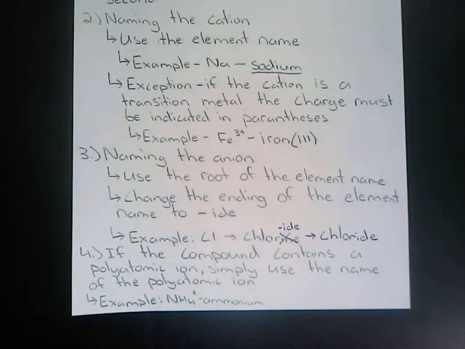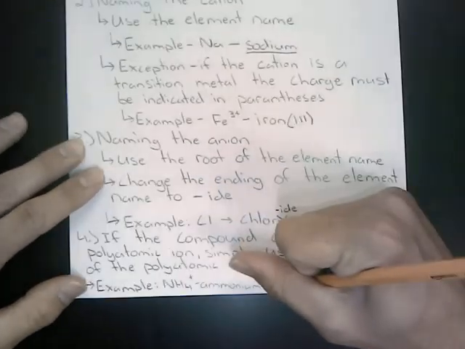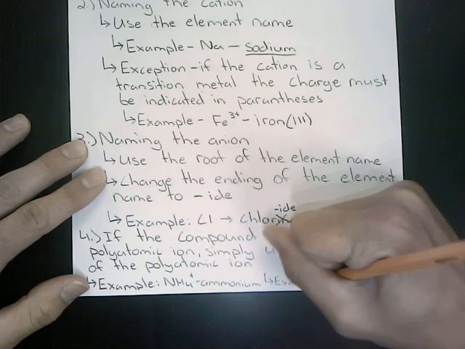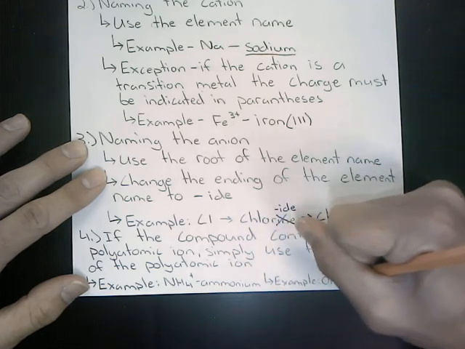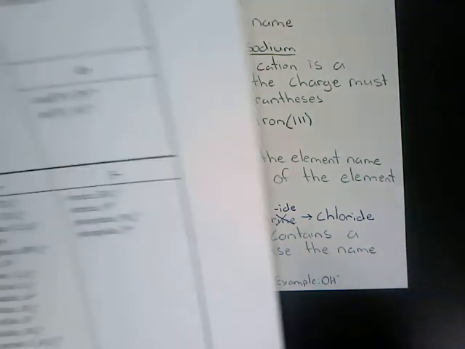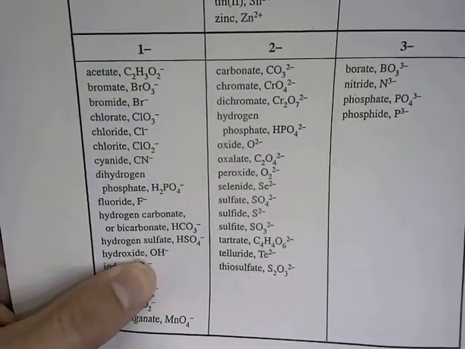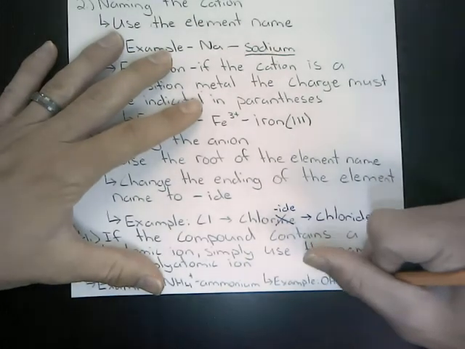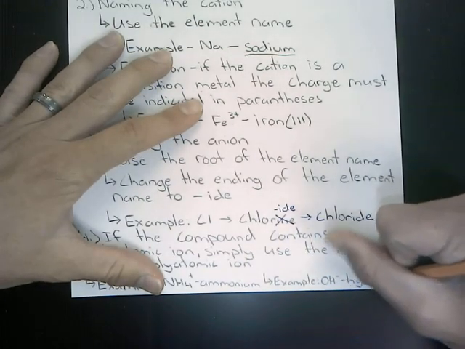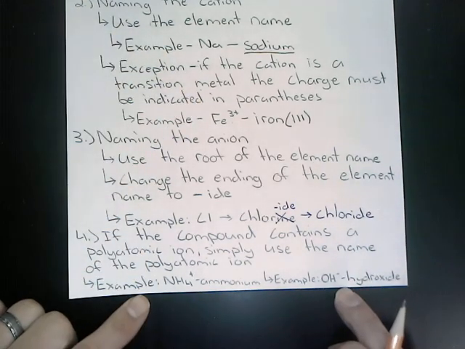Now another example here would be something like OH minus. If you come to the chart, you find OH minus, and the name of that is hydroxide. And again, you just write down the name that you see listed here. So this would become hydroxide. We don't change any endings because it's polyatomic.